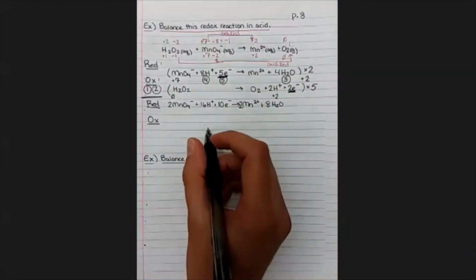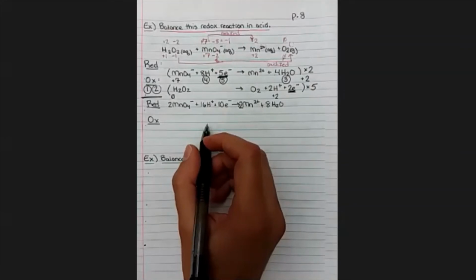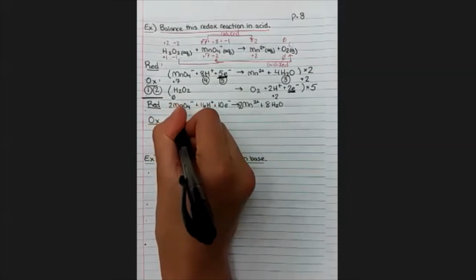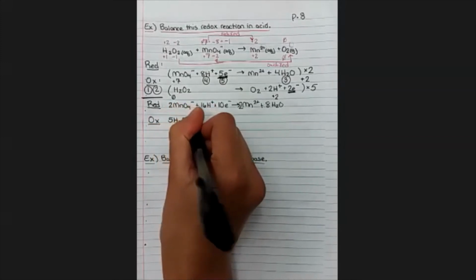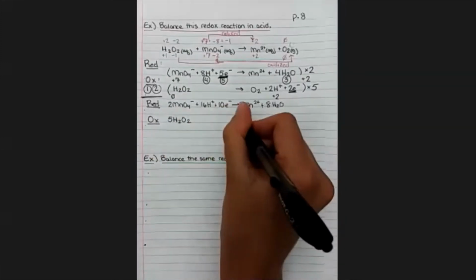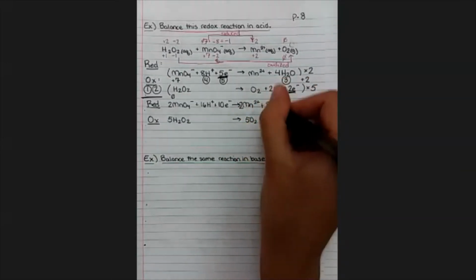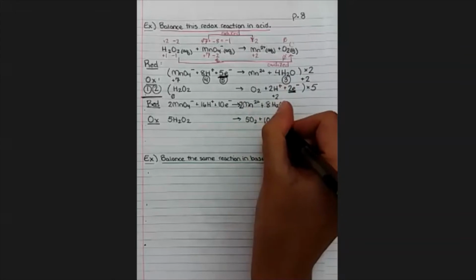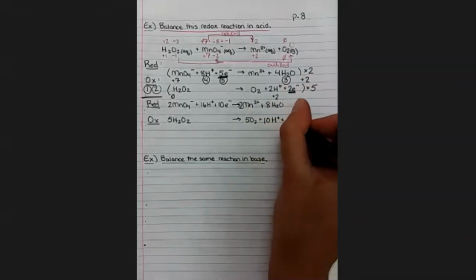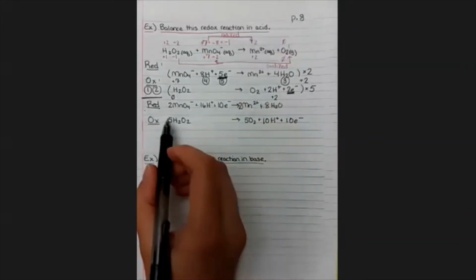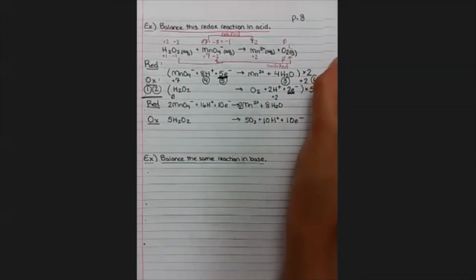Okay, and now we need to multiply our other one. 5 times 1 is 5 peroxides. 5 times 1 is 5 oxygens. 5 times 2 is 10 protons, and 5 times 2 is 10 electrons. Okay, so that was our step 6, multiplying.